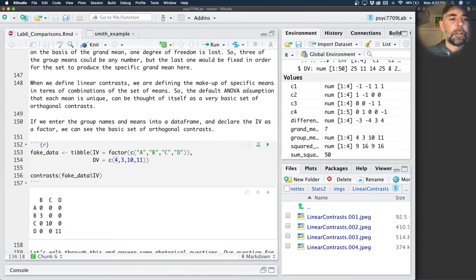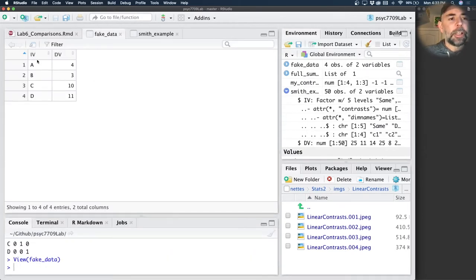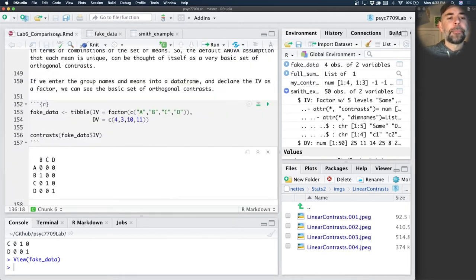Let's press on. So what I've done is I've taken our data and put it into a little data frame just like this, A, B, C, D for each of the group levels, and 4, 3, 10, 11 for each of the group means.